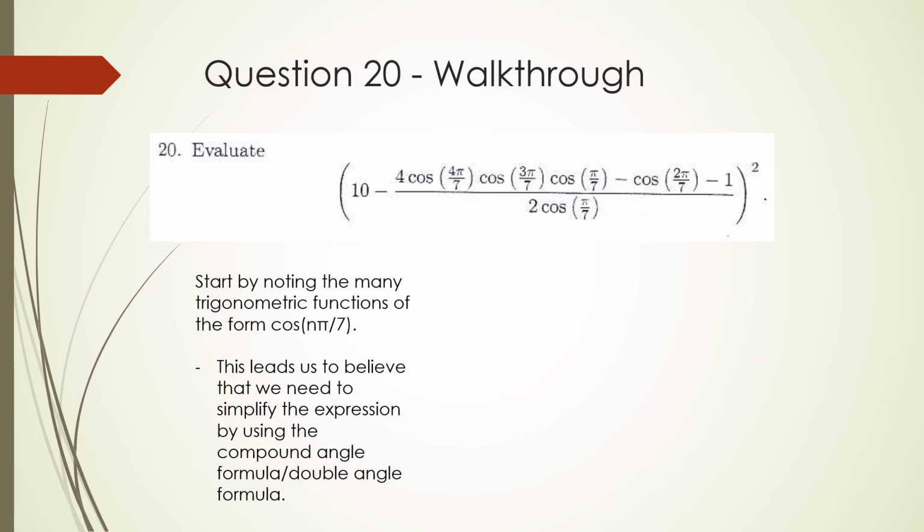So I want to start by noting that you can see many trigonometric functions, and all of them take the form cosine n pi over 7, right? You see a cosine 4 pi over 7, a cosine 3 pi over 7, for instance, and you can think about it. And what we believe is that we need to simplify this expression using the compound angle formula or the double angle formula, for instance.